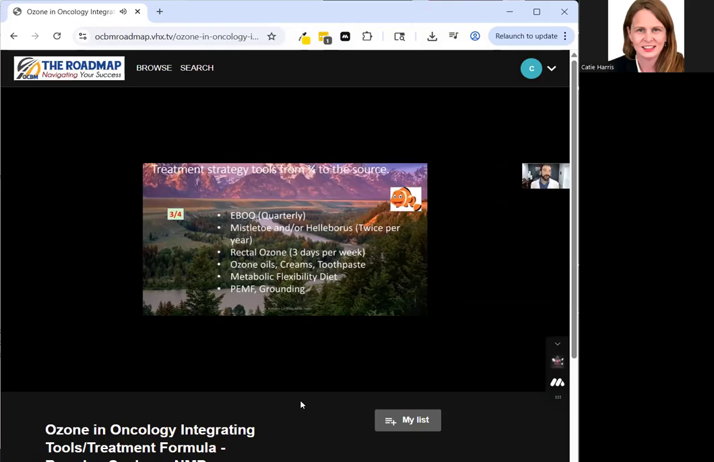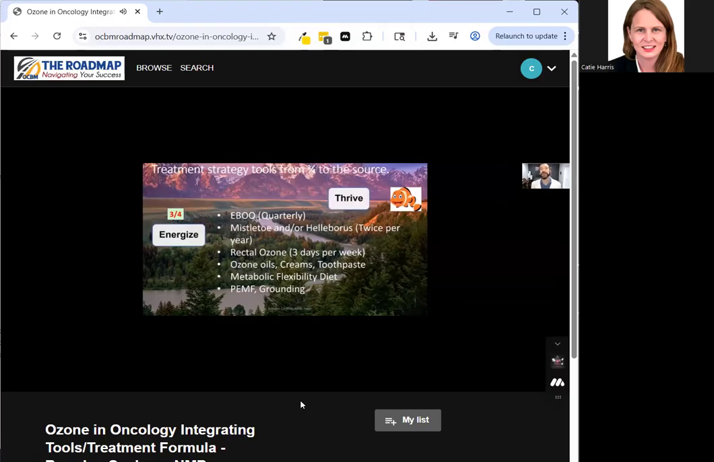Mistletoe or Helleborus may be now done twice a year as an immune tune-up. Rectal ozone may drop to 3 days a week, and then we're still using ozone creams, toothpaste, metabolic flexibility. And really, really, really, this is important. If you have not already, bring on that electron therapy, which has to do with PEMF, pulsed electromagnetic frequency, or some type of grounding therapy.